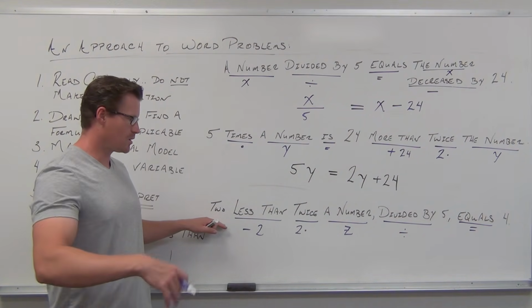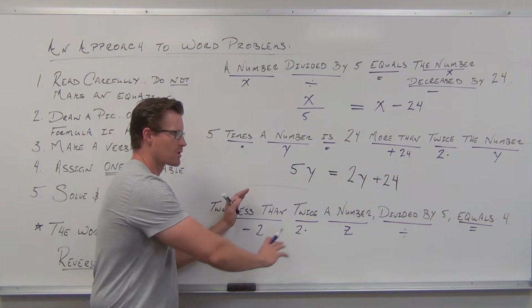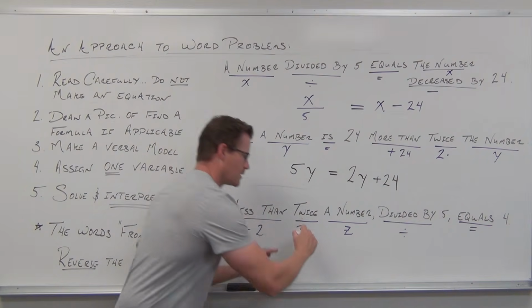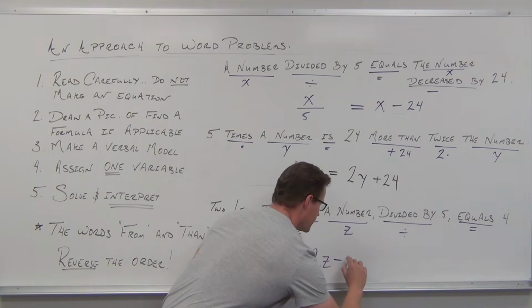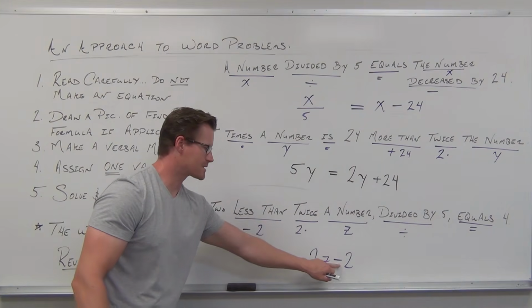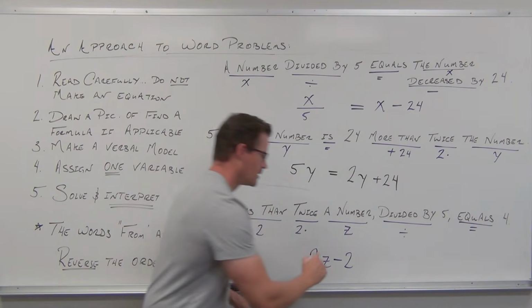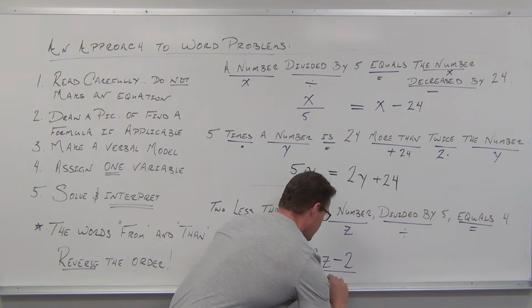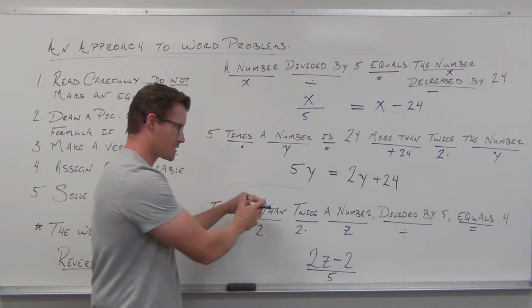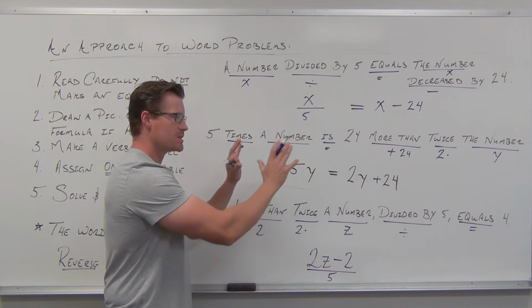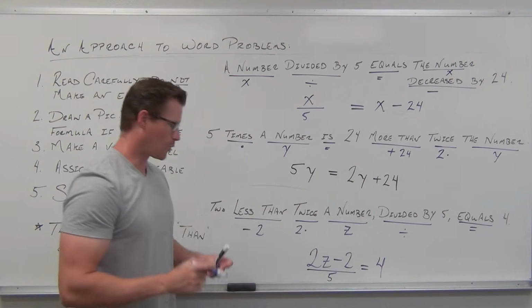So 2, okay, I know I'm writing 2 less than. Less than means I'm subtracting 2 from whatever comes next. What's coming next? Twice a number. 2 less than twice a number. So we're taking that 2 away from what it's referencing. Divided by 5, it says take whatever you had previously, this whole entire expression before the comma, divided by 5, and the only thing that's after our equal sign is 4.